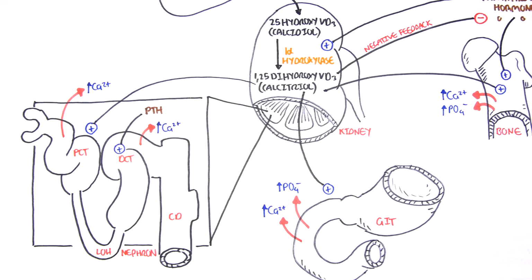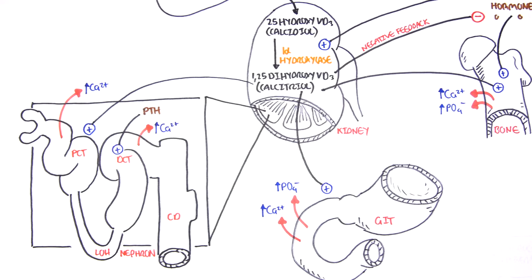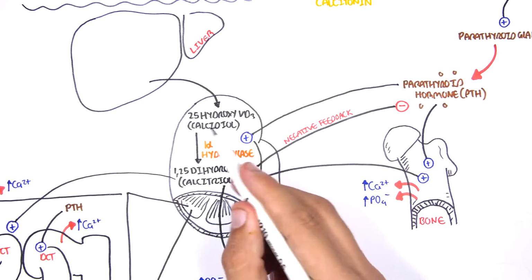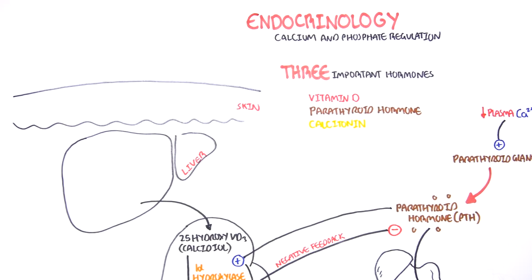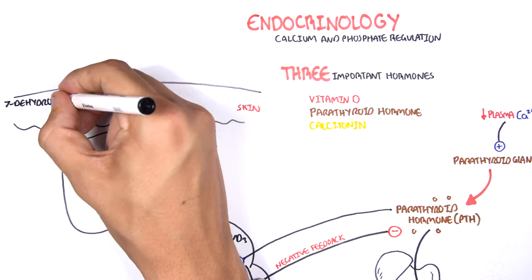So now, I hope that all made sense. Now let's go back to calcidiol and calcitriol. Calcitriol being the active form of vitamin D. But where do these things come from? Well, actually, the 25-hydroxy vitamin D3 or calcidiol comes from the liver, but the whole process actually originates in the skin.